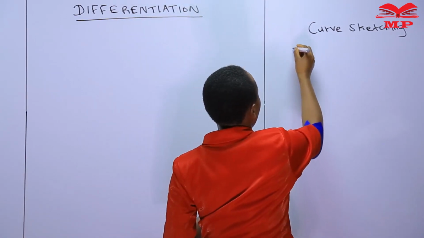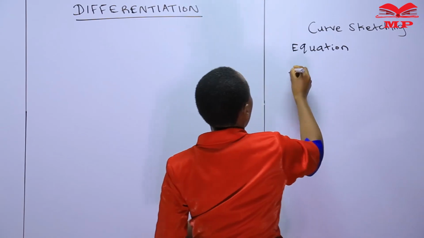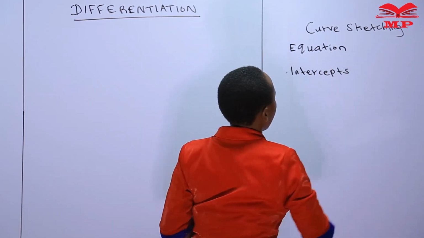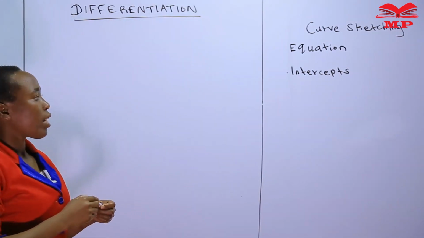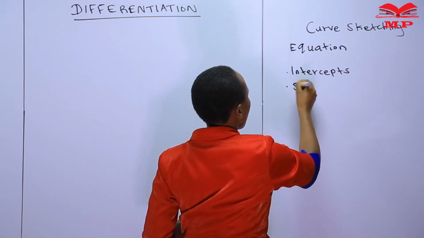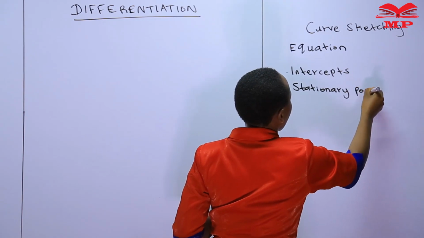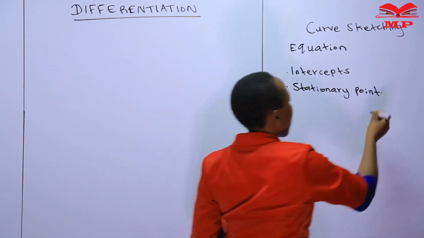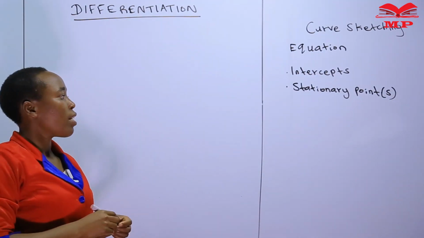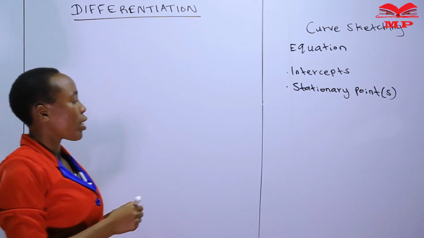So when you are given the equation of the curve and you are told to sketch, you need to get the intercepts, that is the y and the x intercepts. Then number 2, you also need to determine the stationary points. It can be 1, it can be more than 1. That is, you get the coordinates of the stationary points.